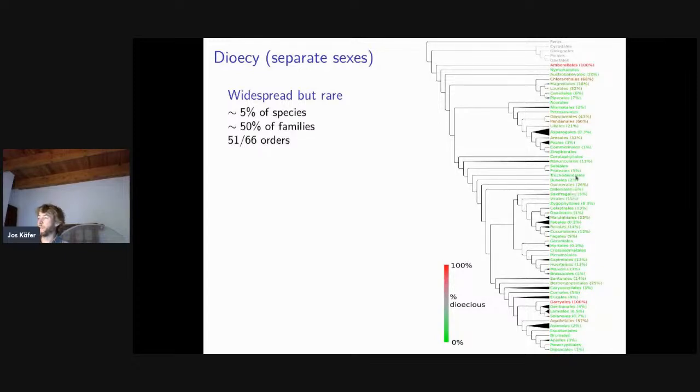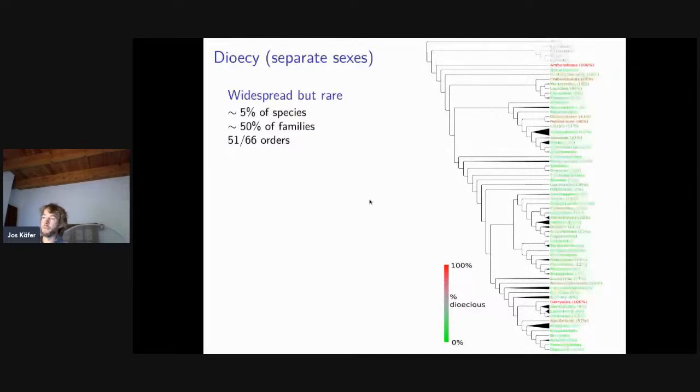You can see that the color code is red for the orders that are completely dioecious, and most are greenish because they contain very few dioecious species. Only these Ambrellales and Garryales, with 1 and 10 species, are completely dioecious. And the large ones, like the Asparagales here, where the orchids are, have very few dioecious species.